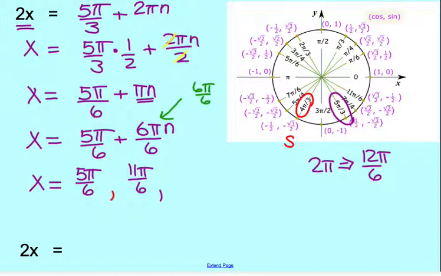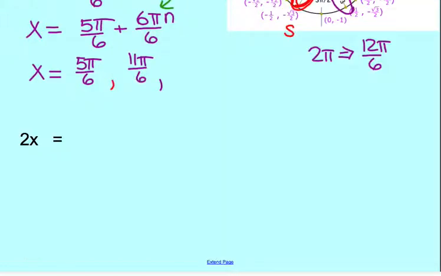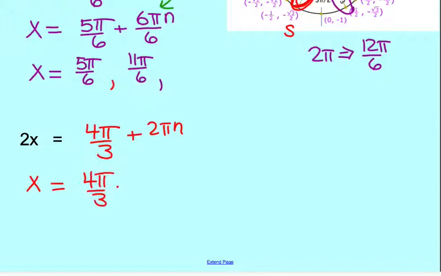Now, we haven't talked about this red value here. We're going to do the same exact thing, setting it equal to 4 pi over 3. So I say 4 pi over 3. Now remember, we can go around another revolution, another revolution, another revolution, which is 2 pi, and then n. So we're going to divide both sides by 2 to solve this for x. The first fraction, I'm going to multiply by 1/2. The second piece, I'm just going to divide it by 2.